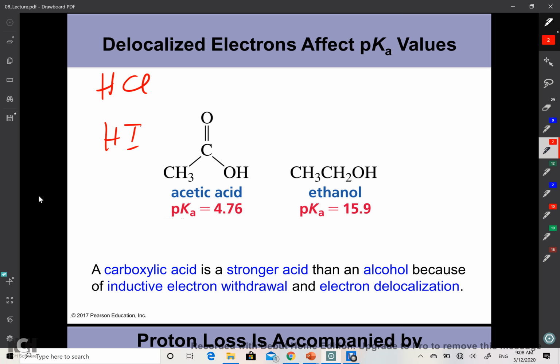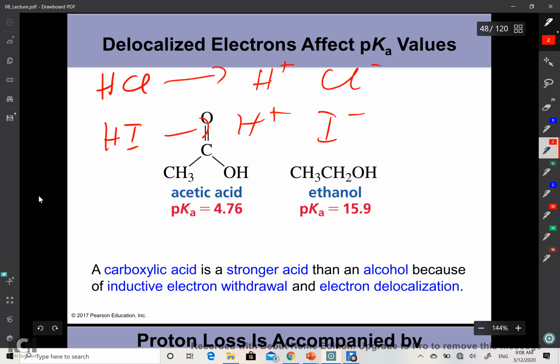How do I know that? It's because I look at the conjugate base. This will dissociate to give you that, and this one will dissociate to give you this. This is why I focus on the Cl minus and the I minus. Between Cl minus and I minus, which one is more stable? I minus is more stable. That's why HI is a stronger acid.